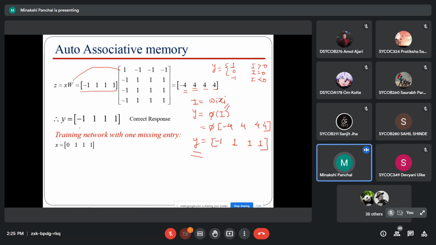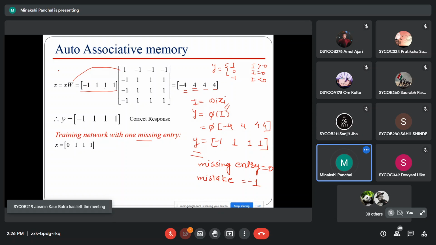Now let us try to train the network with one missing entry. How are we showing the missing entries? We show missing entries by 0. And if we want to show mistakes in the given input, we show them by -1. I will repeat. See, this is the given trained vector. For what input are we training? For this input, -1, 1, 1, 1. This is our original input.